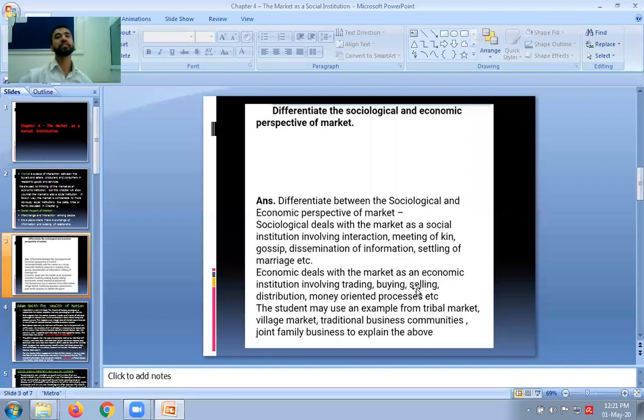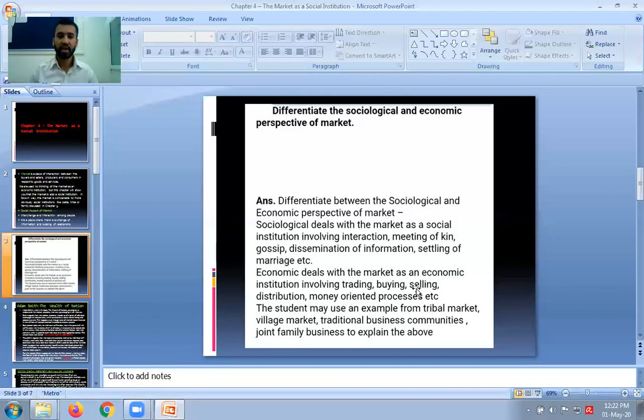Meeting of kin. Meeting of kin means meeting of relatives. We often meet our relatives in the market. Suppose I'm going to a market, I'm going to a mall, and suppose I see my cousin there. So sometimes, or more often than not, there is a meeting that happens in the market. When we go out to visit any market, we often meet our kin, our relatives, and our friends at times. Then we start gossiping, talking about different things: how are you, how is it going, what are you doing nowadays. So we do a little bit of gossip with our kin or relatives that we meet in the market.